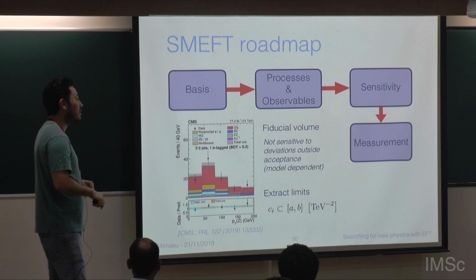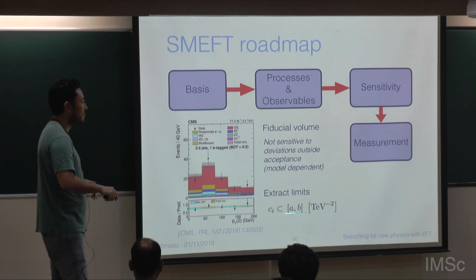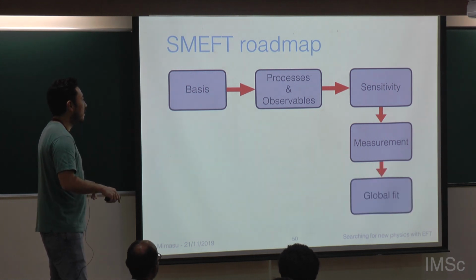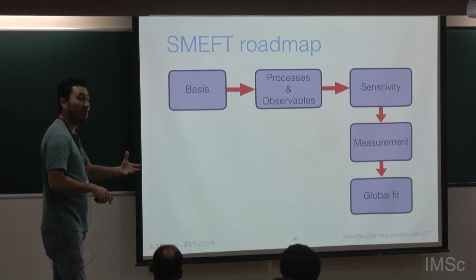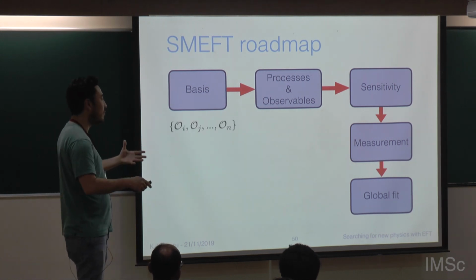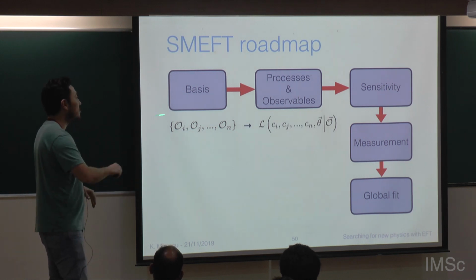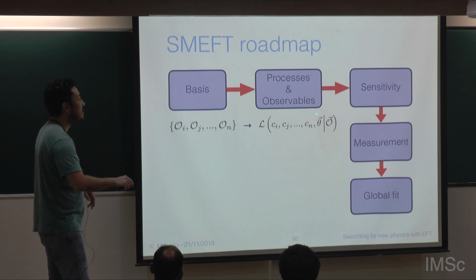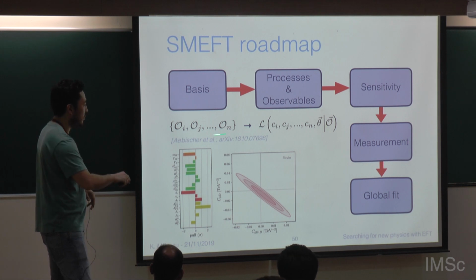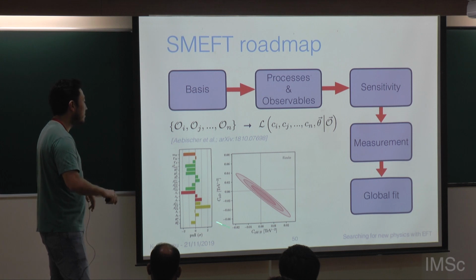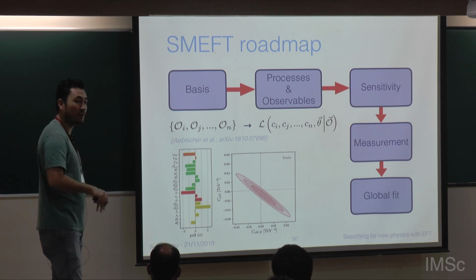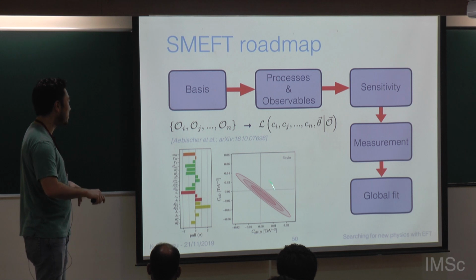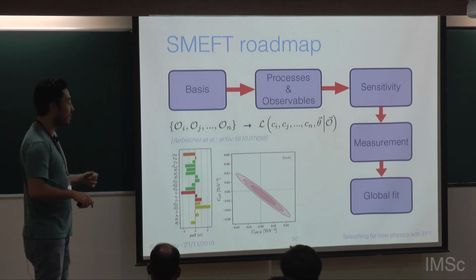From these measurements, you can then extract limits on some set of coefficients. But really what you want to do is not just individual measurements or individual operators, but do the global thing. So you take a whole bunch of observables and plug them into a likelihood for all the different Wilson coefficients as a function of the observables. And then you do a statistical analysis in some way and extract confidence intervals or contours in this operator space, which is preferred or excluded by the data.